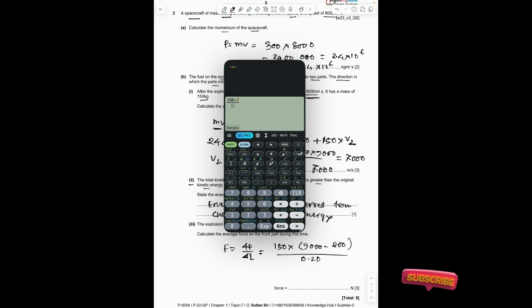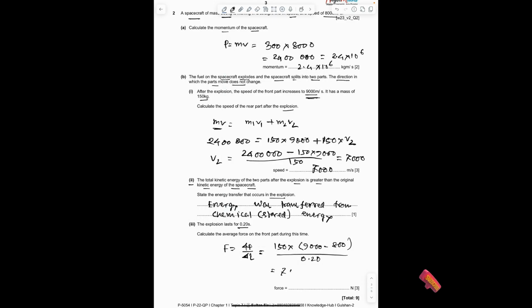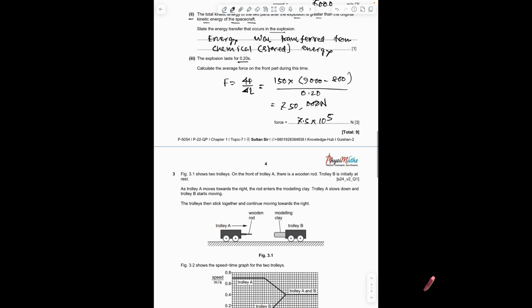Multiplied by 9,000 minus 8,000, divided by 0.20. That means it's 750,000 newtons, which can be written in standard form as 7.5 × 10^5 newtons. Okay, so let us move to the next question.